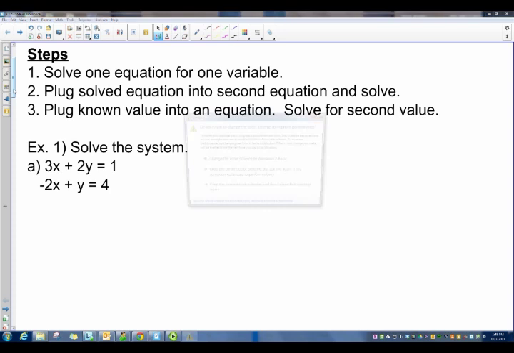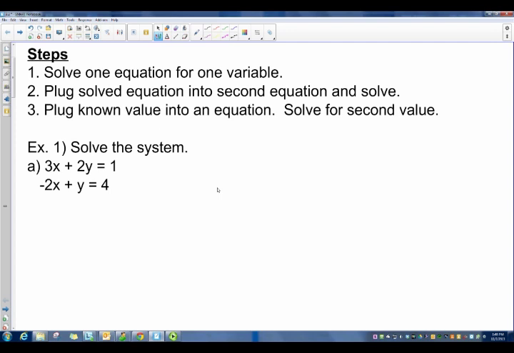Alright, so that first step says solve one equation for one of the variables. Look at the 2 equations you have: 3x plus 2y equals 1 and negative 2x plus y equals 4. You want to get one of those variables by itself. It does not matter which one you choose, but there are intelligent ways to go about these. If you choose the x in the first equation, you're going to have to move the 2y over and then divide by 3. When you divide by 3, you will end up with fractions, 1 divided by 3 and negative 2 divided by 3. And you want to avoid fractions if possible.